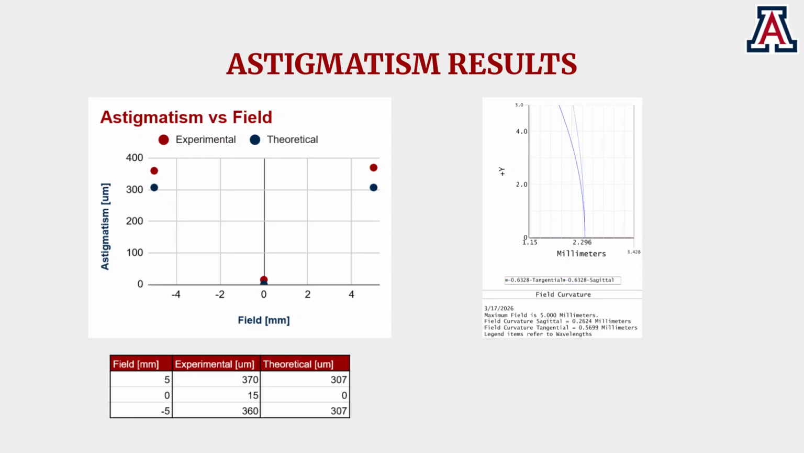From our experimental data, astigmatism was calculated simply as the difference between the sagittal and tangential focus. For the ZMAX data, we plotted the field curvature, which gave us curves for the sagittal and tangential focus, and the values at the extreme field, 5 mm, were used in the difference. Here, we find much better agreement with the experimental data for both fields.